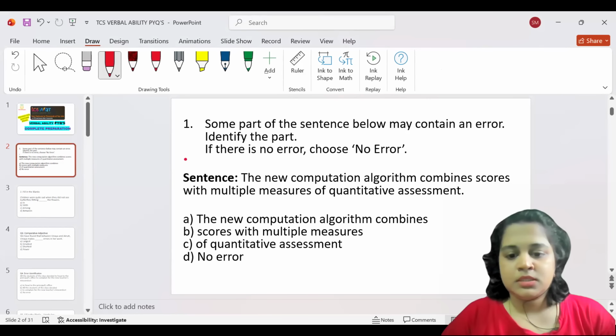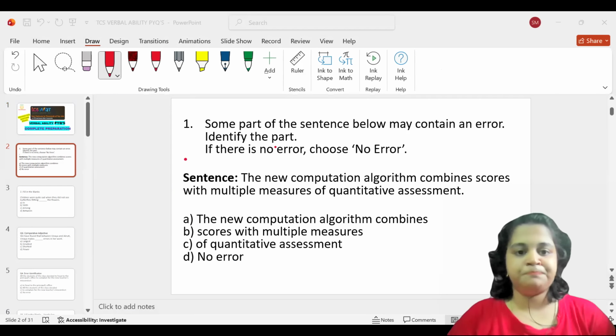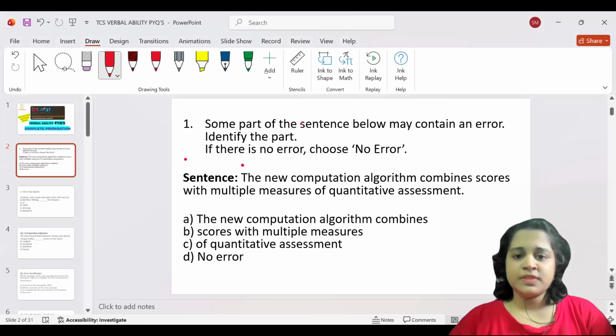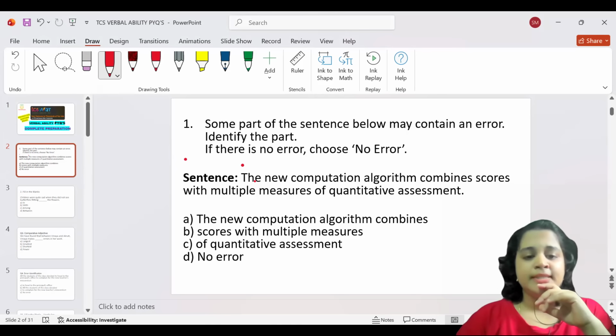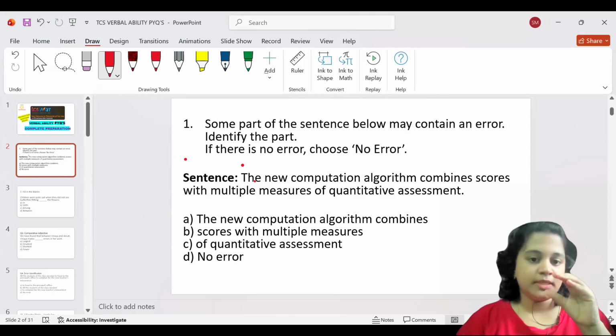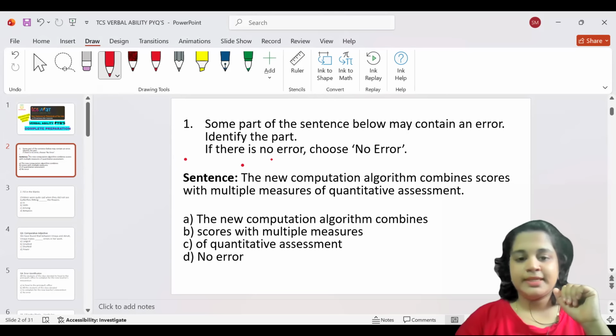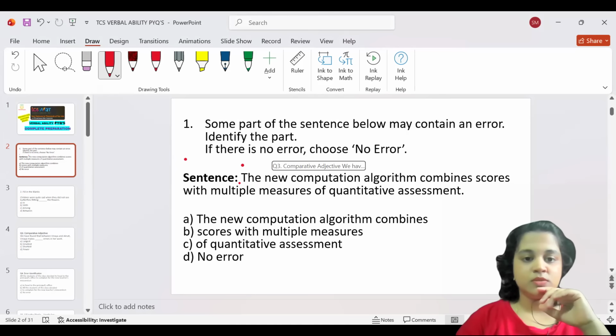All right, let us read. Some part of the sentence below may contain an error. Identify the part. If there's no error, choose no error. So what we're expected to do in this particular question is read the sentence. This is basically error identification. So you read the sentence and then identify where the error lies.